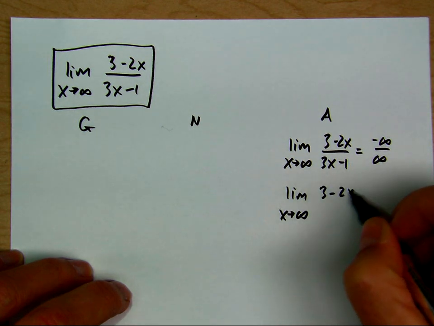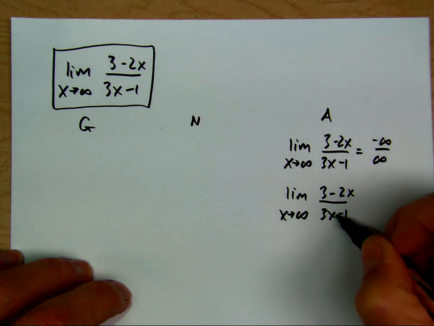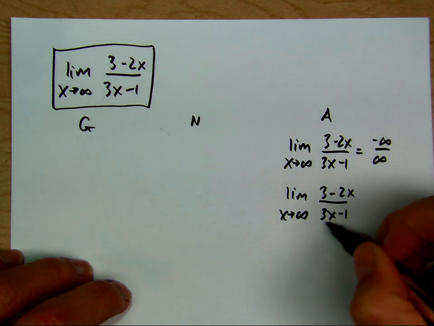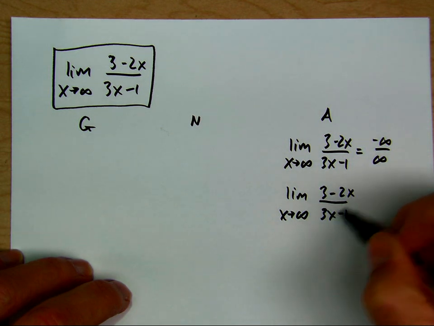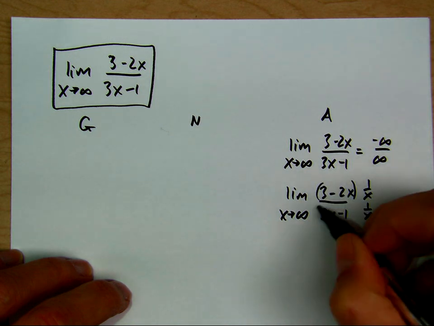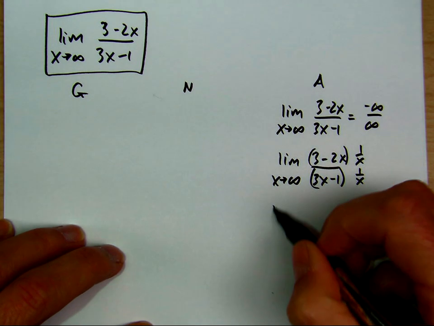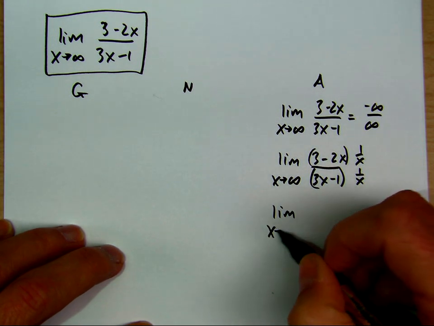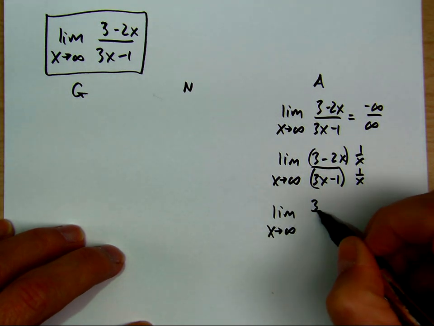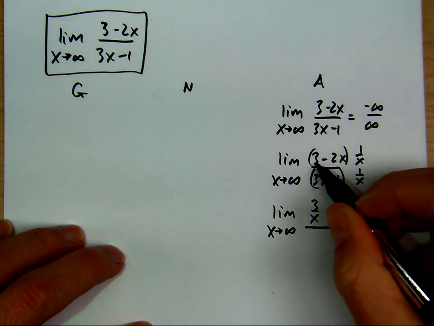And let's rewrite. Look at the highest exponent term of the denominator. So that's 1 over x. We want to divide everything by x or multiply by 1 over x. So just put an x under each term.